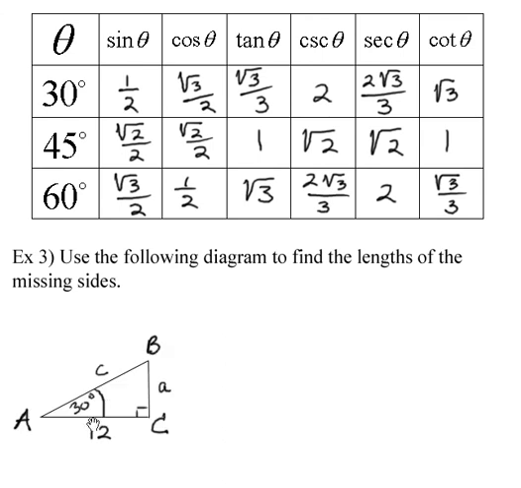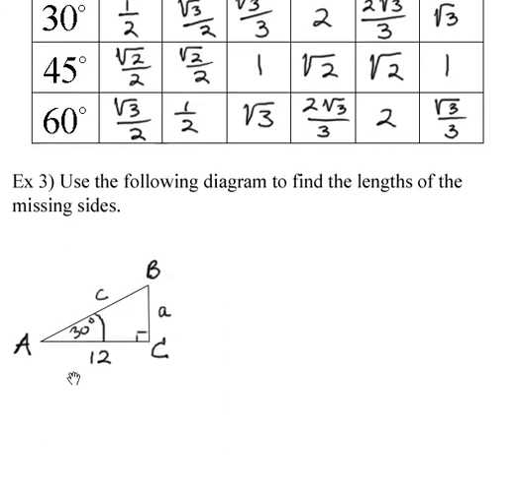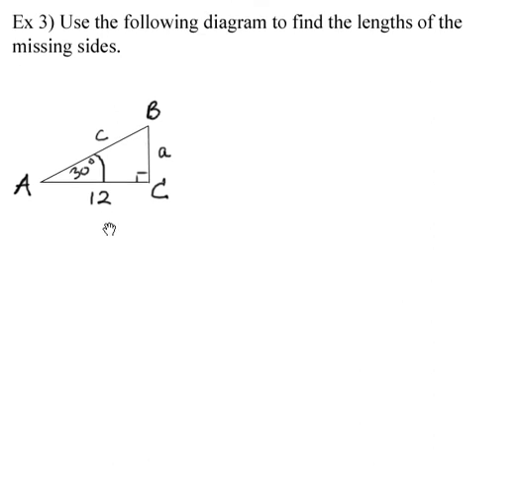Alright, so what we're going to do now is put some of our trigonometry into practical use. We're not ready to break out the calculators yet. So we're going to use the following diagram to find the lengths of the missing sides. We've got a 30-degree angle. Our adjacent side is 12. Our opposite side is represented by A. Our hypotenuse is represented by C.